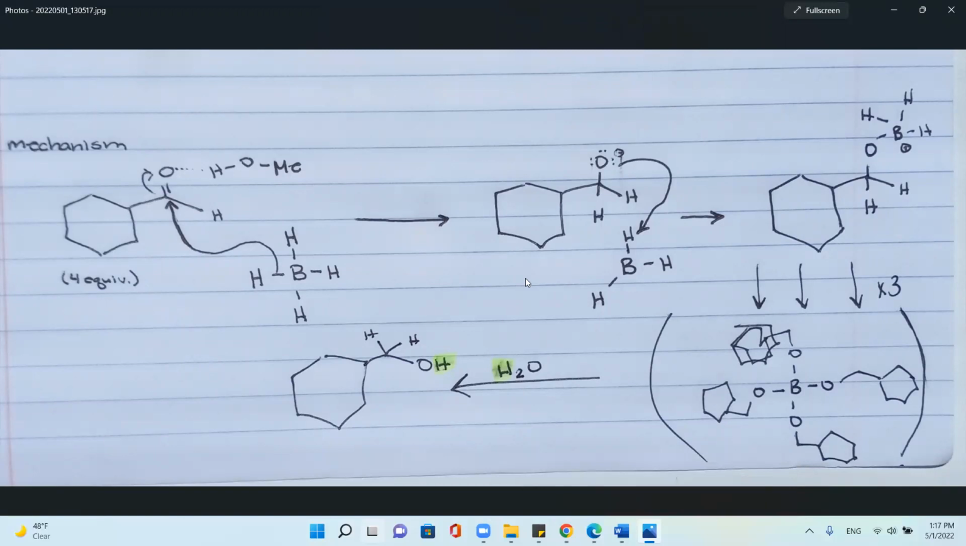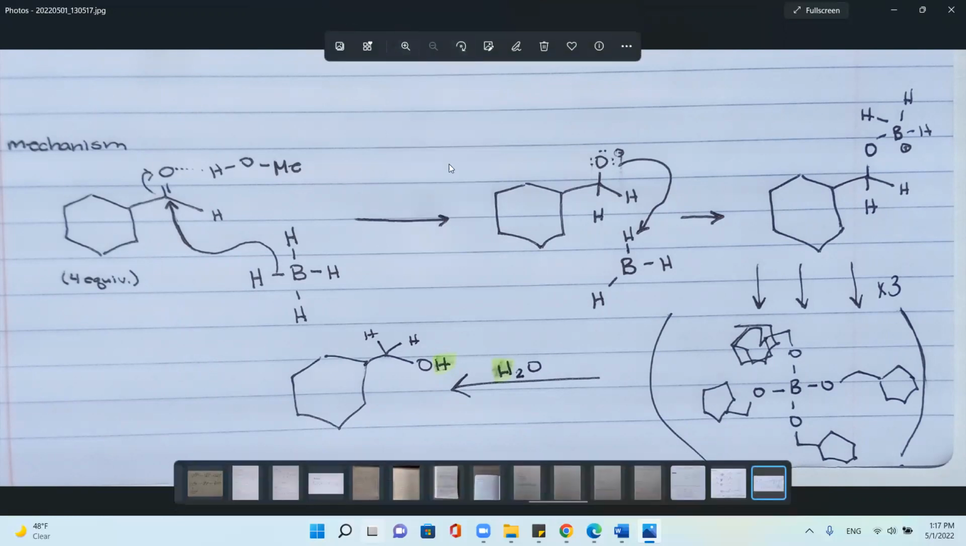Sorry, let's move this back down. It's kind of in our way here. Okay, so we have our aldehyde, and our borohydride here.